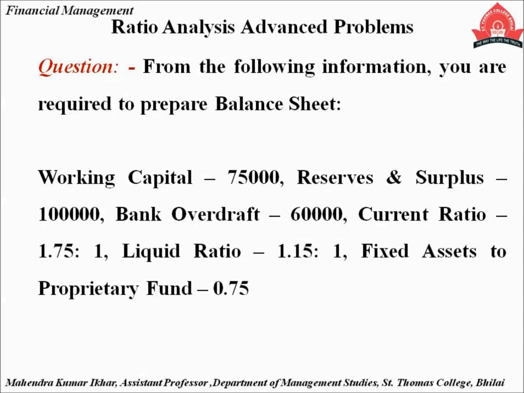We have the information in the question: working capital 75,000, reserves and surplus rupees 1 lakh, bank overdraft 60,000, current ratio 1.75 is to 1, liquid ratio 1.15 is to 1, and fixed assets to proprietary fund 0.75. According to this information we will first find out all the elements of both the assets and liability side of the balance sheet, then we will make the balance sheet.